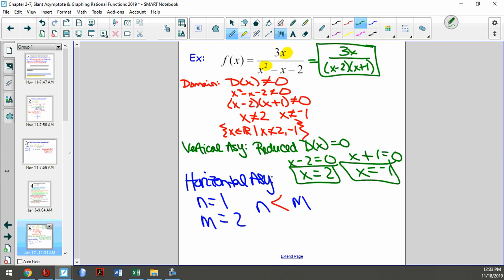n is less than m. So since n is less than m, what is my horizontal asymptote going to be? It is going to be y equals 0. So I have y is equal to 0 as my horizontal.